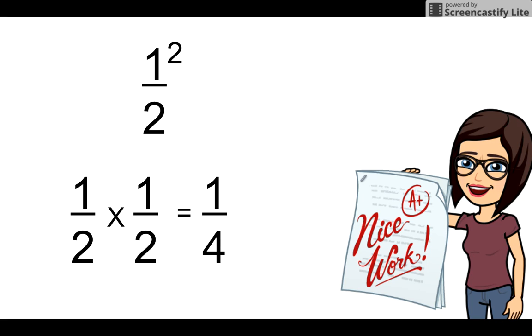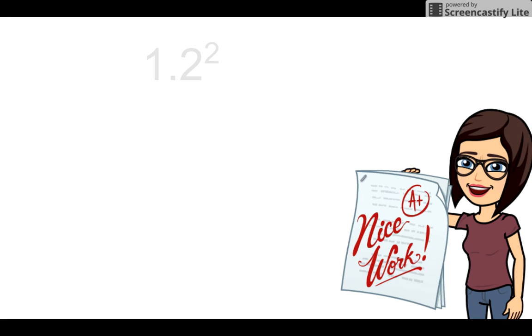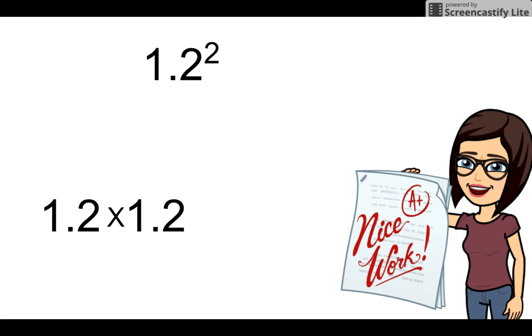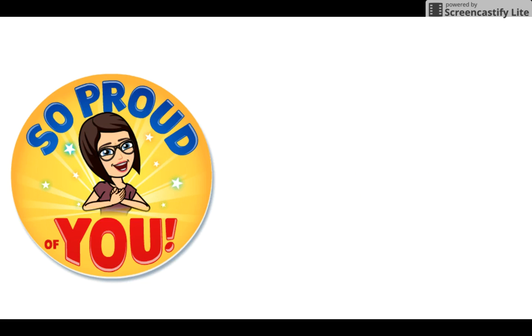Let's take a look at another rational number that's been used as an exponent. How about this one? 1 and 2/10 squared. I can tell I'm not going to confuse you at all here, because 1 and 2/10 squared just means to take 1.2 times 1.2. Now, you would probably have to do this on your whiteboard, but I'm going to go ahead and tell you that 1 and 2 tenths times 1 and 2 tenths is equal to 1 and 44 hundredths. Or I could say 1 and 2 tenths squared is equal to 1 and 44 hundredths. You guys are really getting this, and I am so proud of you.